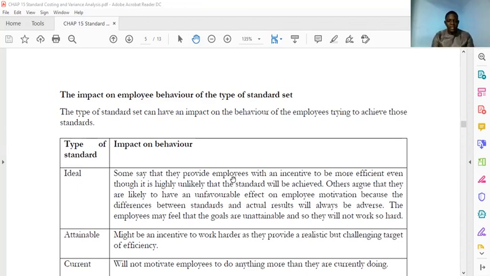Attainable standard might be an incentive to work harder, as it provides a realistic but challenging target of efficiency. Even though there is some allowance for machine breakdowns, among others, it helps put the employees on their toes because they work to make sure that they attain or achieve that target.